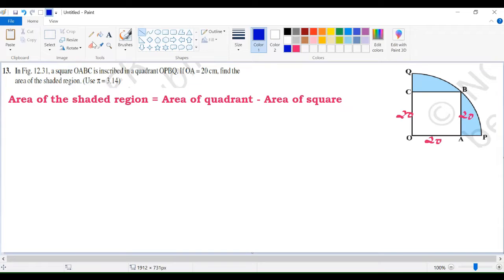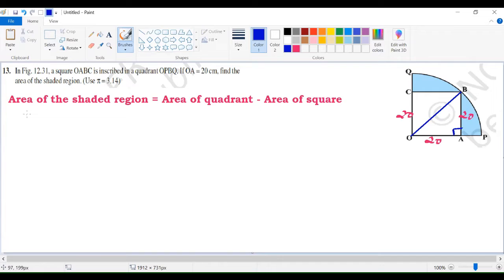But we can find the radius. That means the diagonal of this square. Diagonal of this square is the radius of the quadrant. That is OP equal to OQ equal to OB. So let us find the diagonal. So since it is square, we can apply the Pythagoras property.